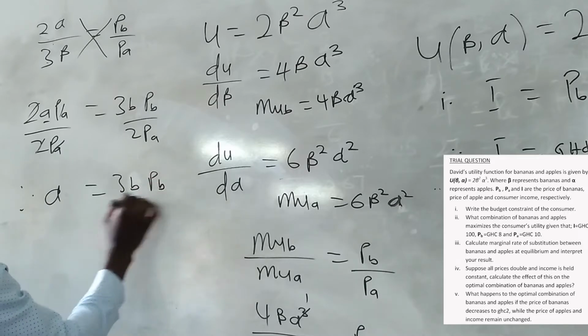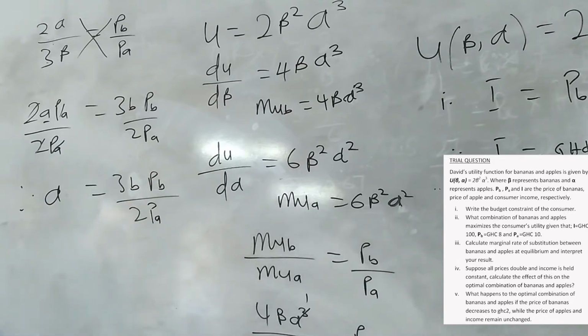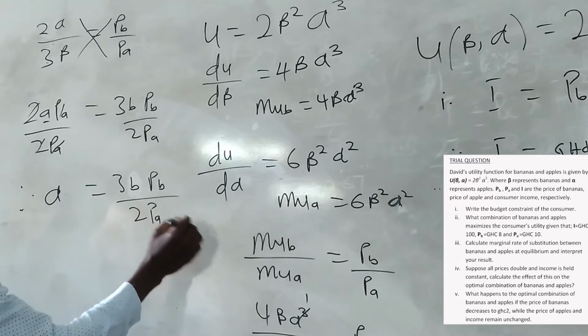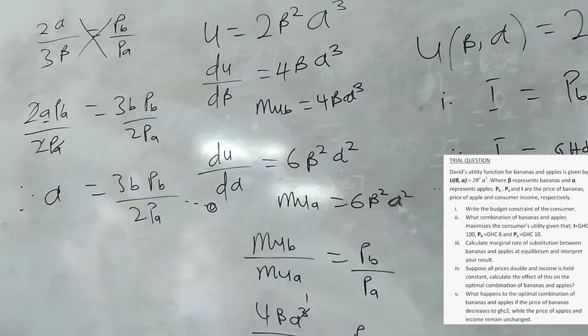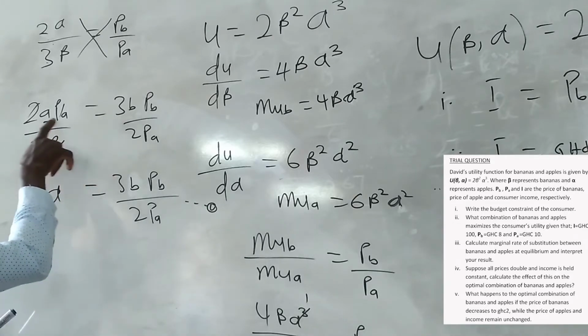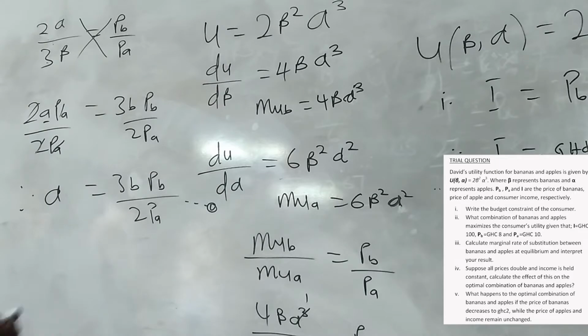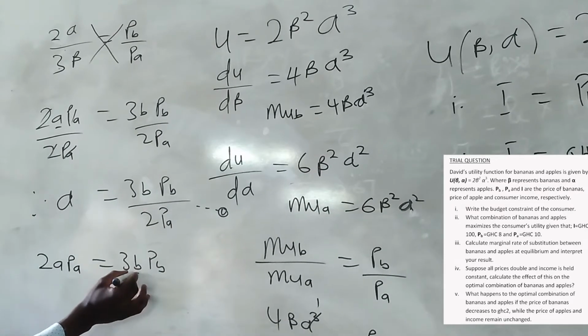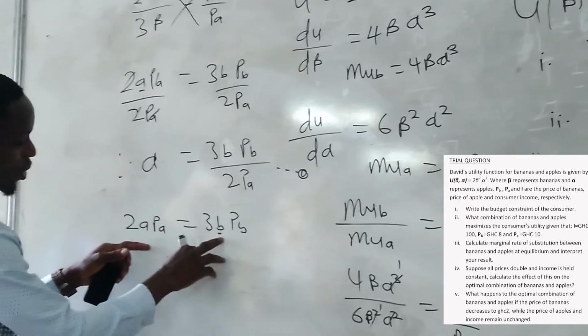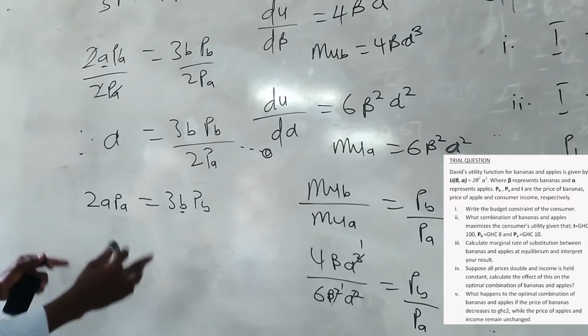Okay? Alright. So when I cross multiply, in fact I can still divide my figures. So 2 here will give me 2, 2 here will give me 3. Okay, so when I cross multiply, I'll get 2 alpha price of alpha, which is equal to 3 beta price of beta. I can change it to my beta small, or maybe I can still use the capital.